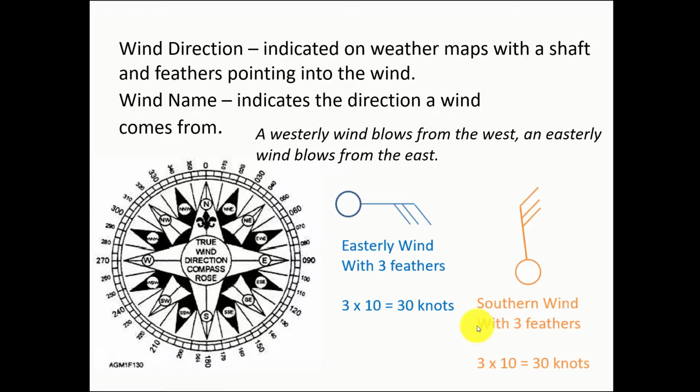So let's look at a specific example. If we look at the blue shaft and feathers, we can see that we have 3 feathers that are long. They're 10 knots each, so it's a 30-knot easterly wind. This wind would be blowing in this direction from right to left on this example. Again, don't get confused because the feathers are pointing to the right.